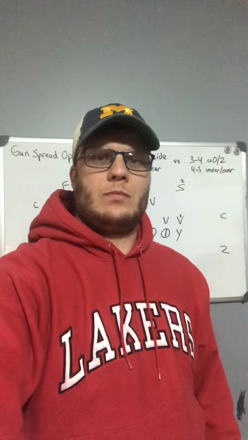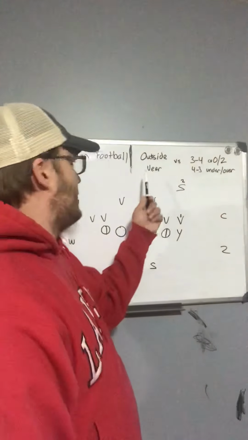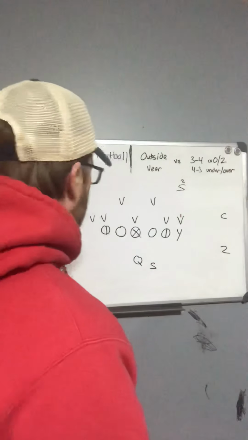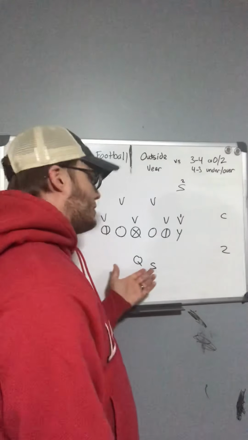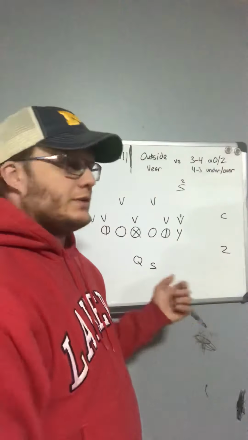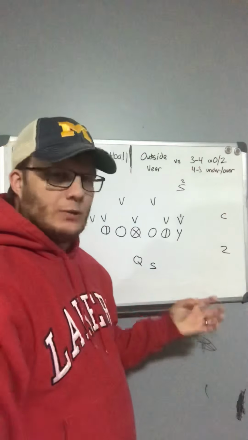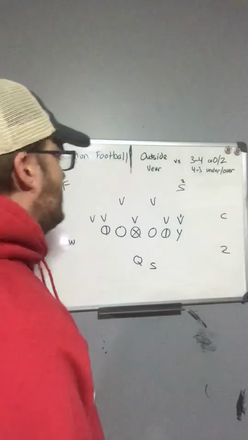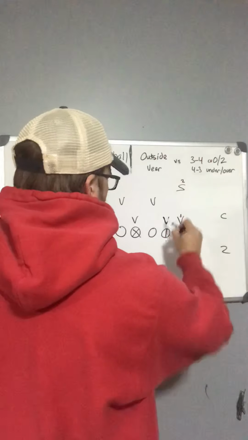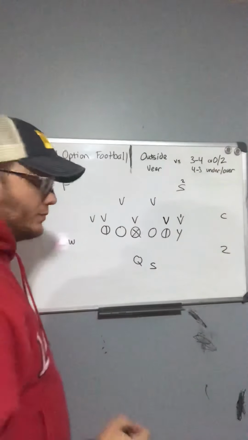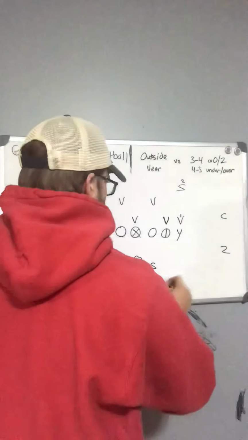The next play, of course, we have Outside Veer versus a 3-4 or 4-3 under over. There's a couple different ways, based on your opponent, your personnel, and film, that you can block this. But if this guy's going to line up head up or outside, I want to bring the Y in on the line of scrimmage and change the formation and go to slot.